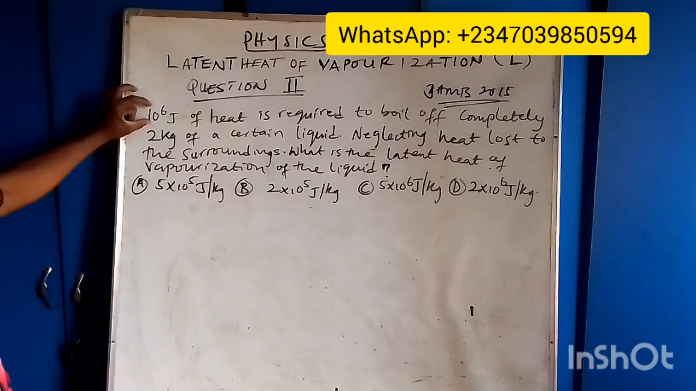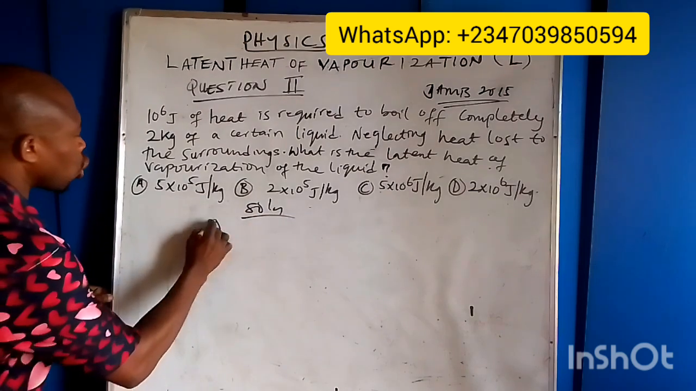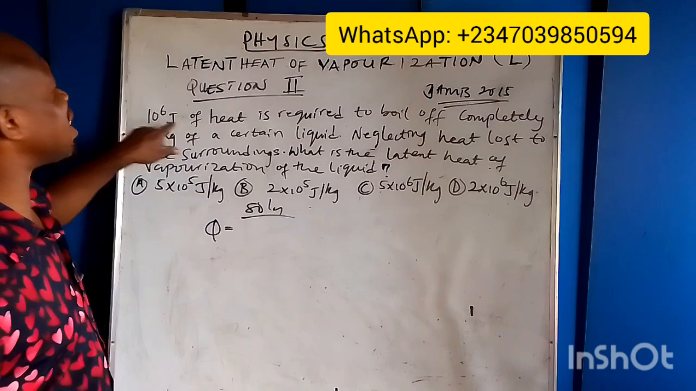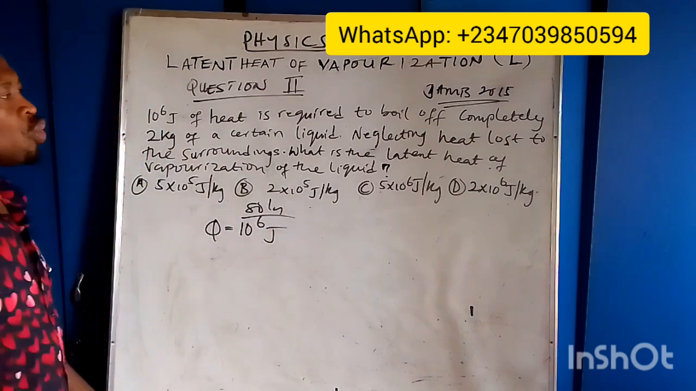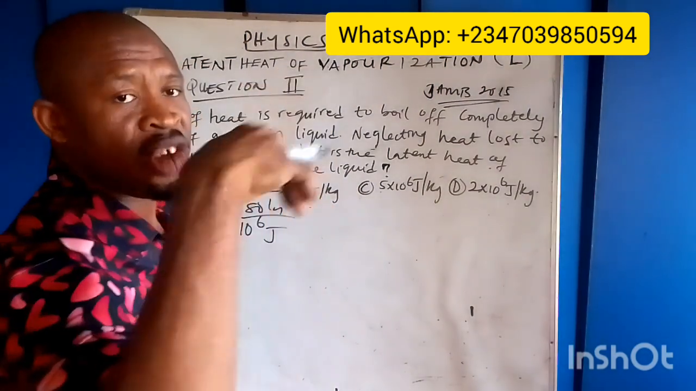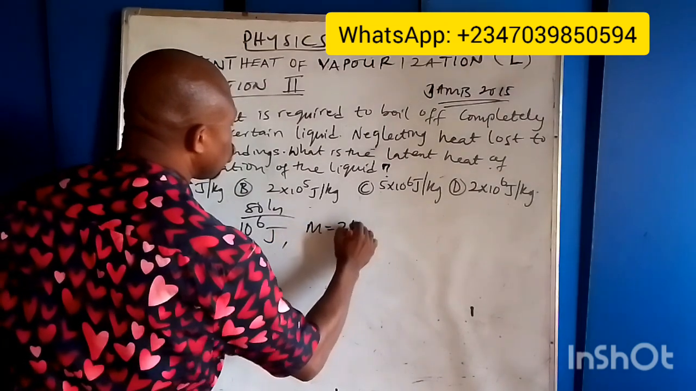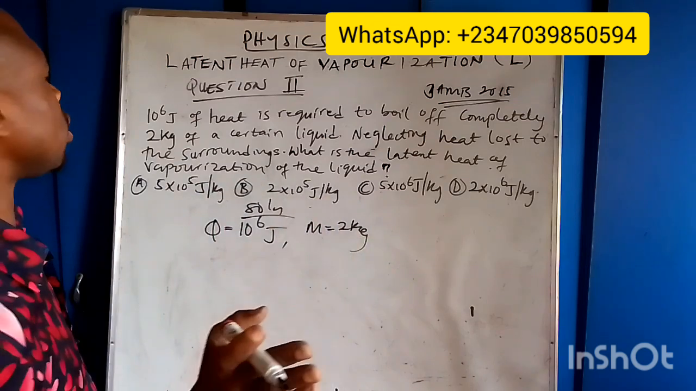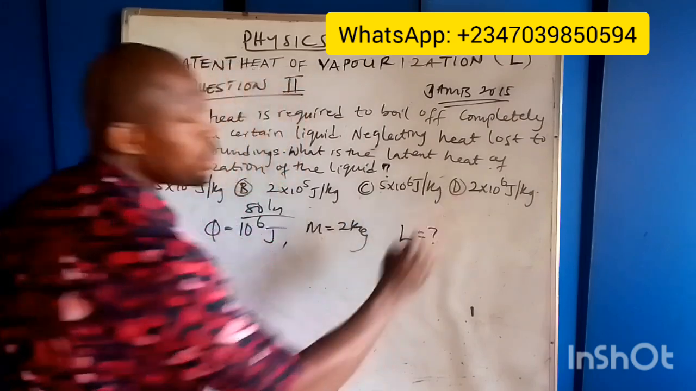Now, here we have the quantity of heat. So we have Q. We'll read it together because they said 10 raised to the power 6 joules of heat. That means the quantity of heat is 10 raised to the power 6 joules. It's required to boil off completely a certain liquid, and the quantity boiled off completely as steam is 2 kg. So we now have m is 2 kg. The question also says neglect heat losses to the surroundings. Now, what is the latent heat of vaporization? The latent heat of vaporization, L, is what you're looking for.